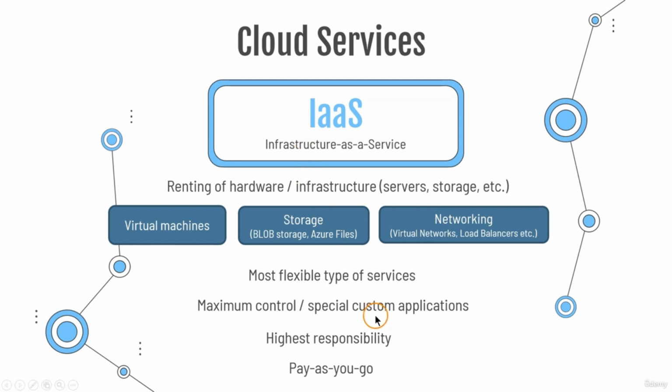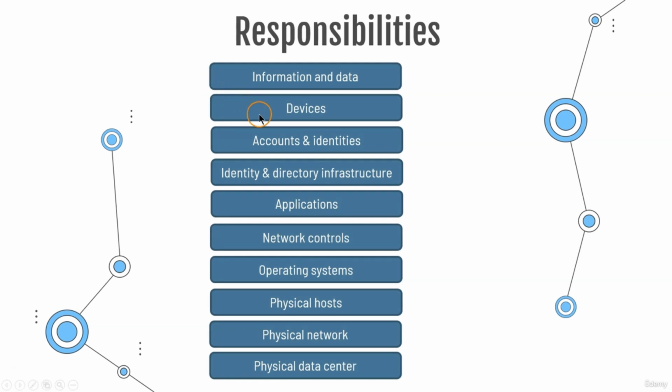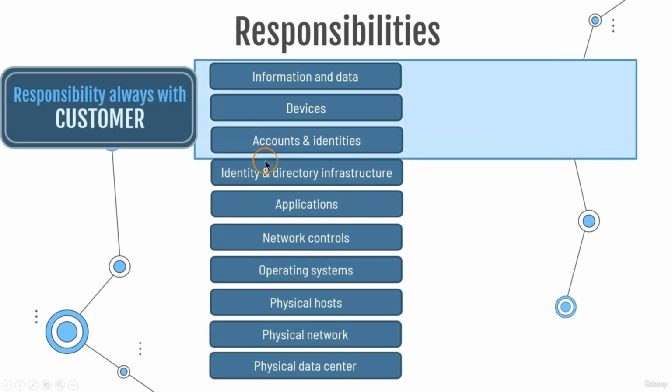Talking about the responsibilities, this is a major difference between these three types. We have a bunch of different responsibilities, and for some of them we are responsible. In any of the service types, we are always responsible for the devices that we are using, so what laptop we are using, and that nobody has access to our phone or to our laptop. This always remains with us, the customer, no matter what service type we are using. The same goes for our accounts and credentials, so nobody gets access to those.